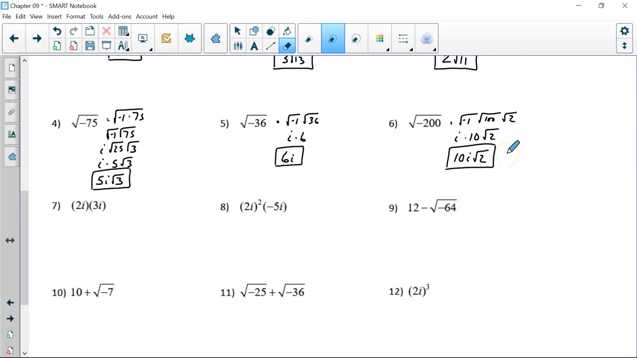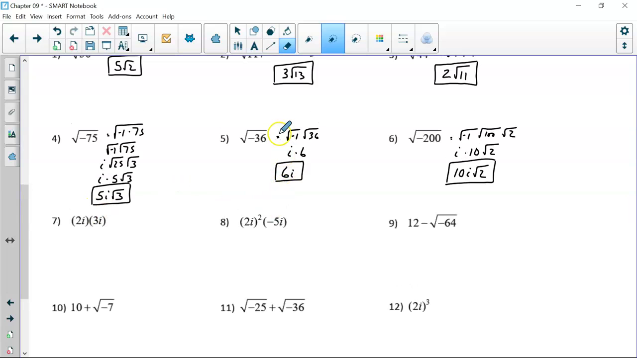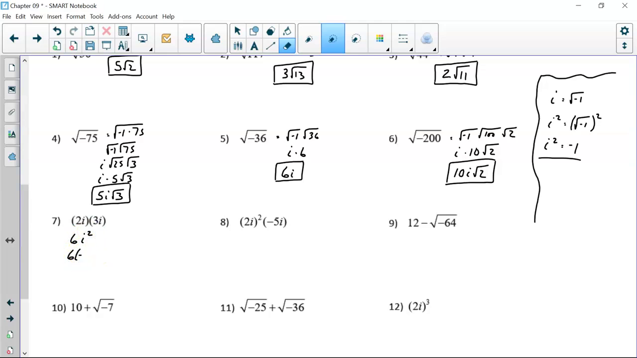Now, what we have next is 2i times 3i. Keep in mind, I'm going to do some work off to the side here. i is the square root of -1. So if we square i, if we have i squared, that's the square root of -1 squared. So what we see is that i squared is just -1. Keep that in mind, that i squared is -1. So what we do is 2 times 3 is 6. i times i is i squared. So all it is 6 times -1, which is -6.